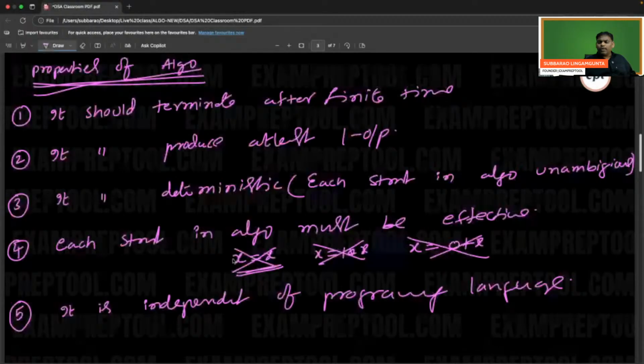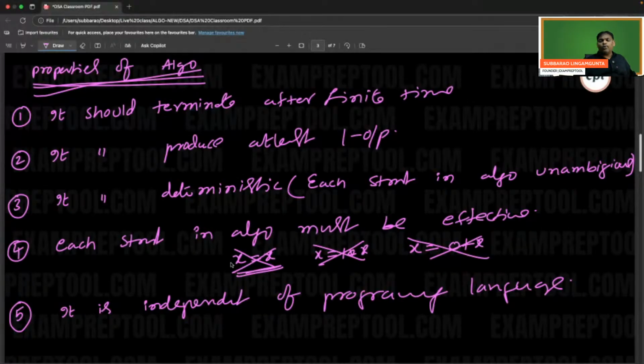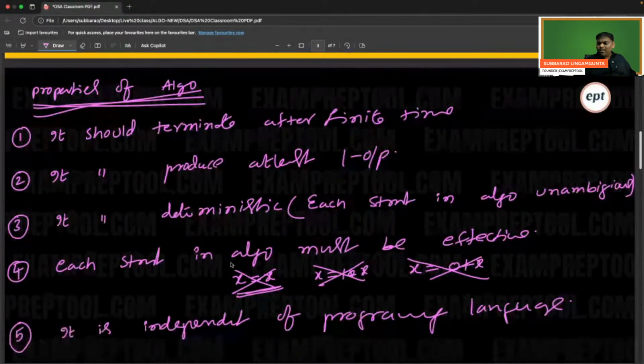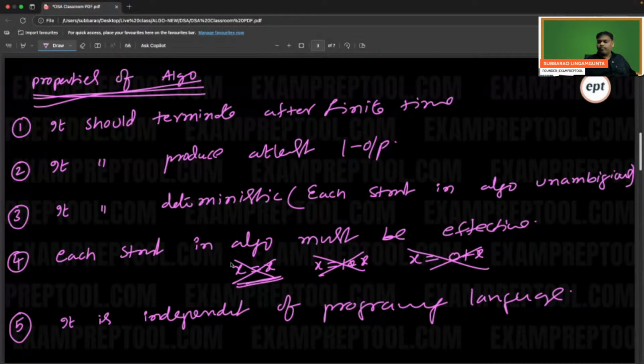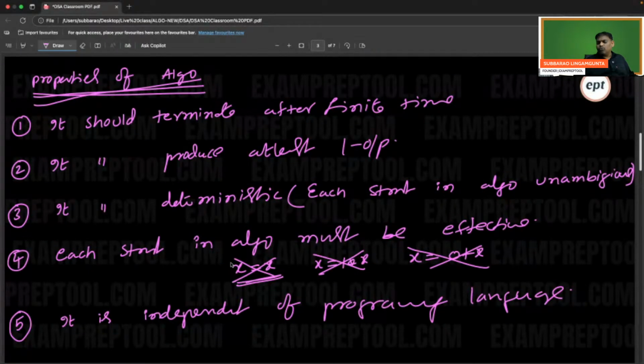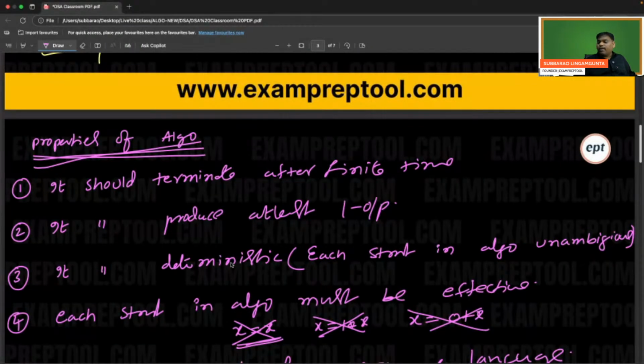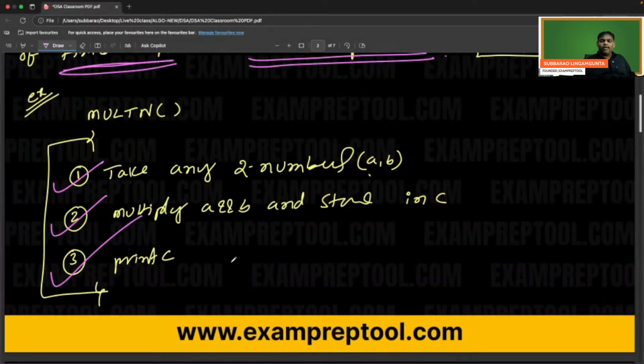We can write so many properties, not just one or two. But I'm limiting myself because no one will ask you. There is no meaning in wasting a lot of time on things no one will ask you. So I have written the algorithm definition.